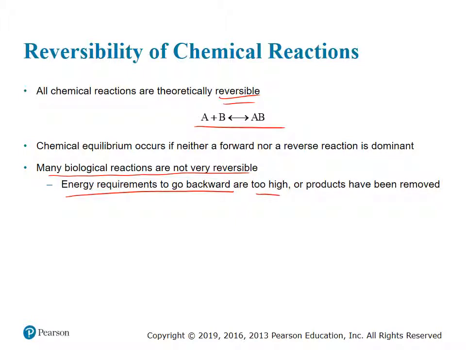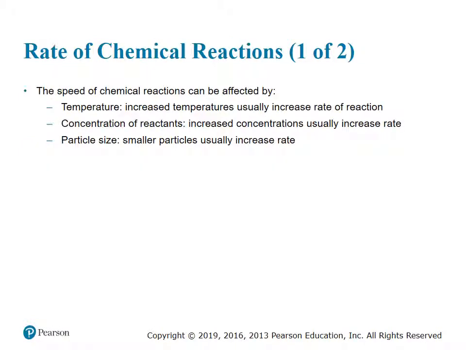Usually the energy that it requires to go backwards is really high. And the body's very efficient. It's like an efficient machine. It doesn't want to just use energy and waste it. So it will prefer to go one way and stay that way if it costs too much to go the other way. Okay? So let's talk about this, right?